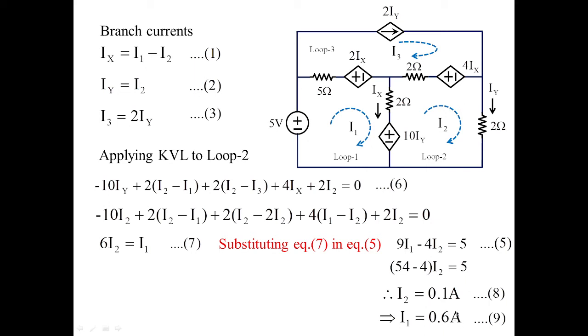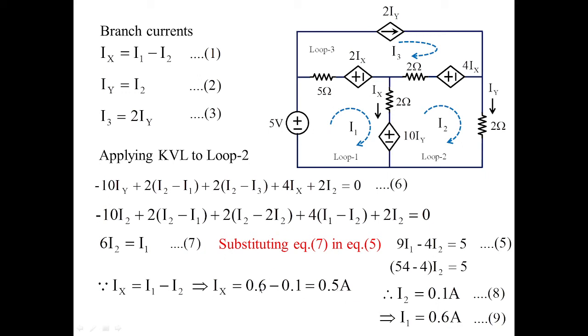So I'm treating the current equation as 9. I1 we obtained, I2 we obtained, and what are the requirements? Our requirements are branch currents Ix and Iy. Ix we have determined as I1 minus I2. Substituting the values of I1 and I2 over here gives the value of Ix to be 0.5 amperes.